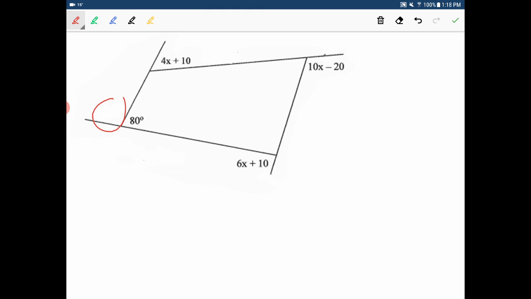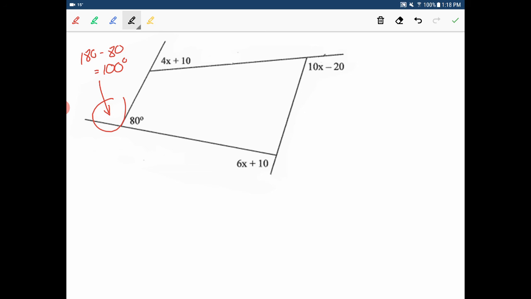So you're going to have to figure out that exterior angle first. That angle there is going to be equal to 180 minus whatever the interior angle is. In this case, it's 80, so that's going to give us 100 degrees. So the exterior angle is 100, not 80. That's the big thing that people like to make a mistake on there.